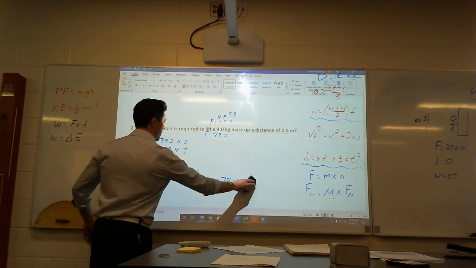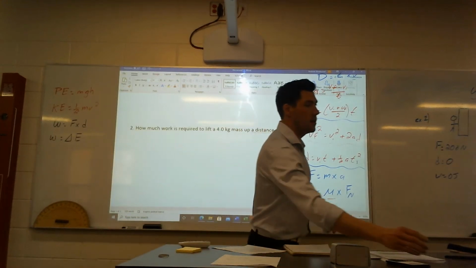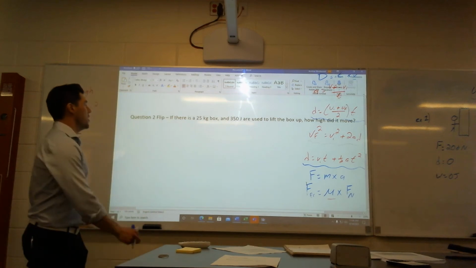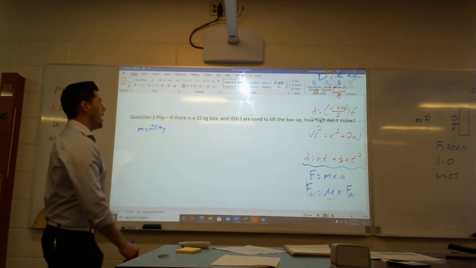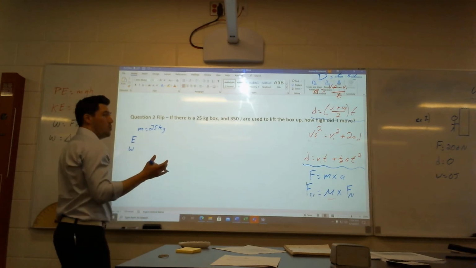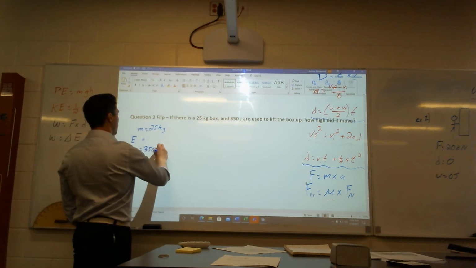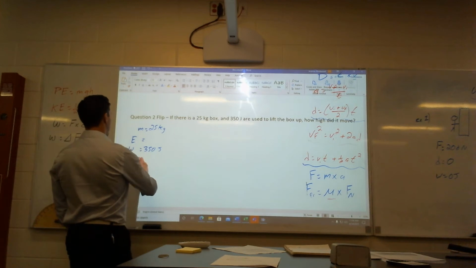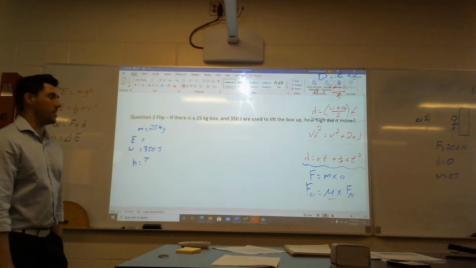All right, let's go to a flip question. A question that's similar to this one, but just a little different. Question 2, flip. If there is a 25 kilogram box, and 350 joules are used to lift the box up, so I'm giving you the energy or the work, however you want to think about it, how high did it move? I need to know the height, the distance that it moved in the up direction.